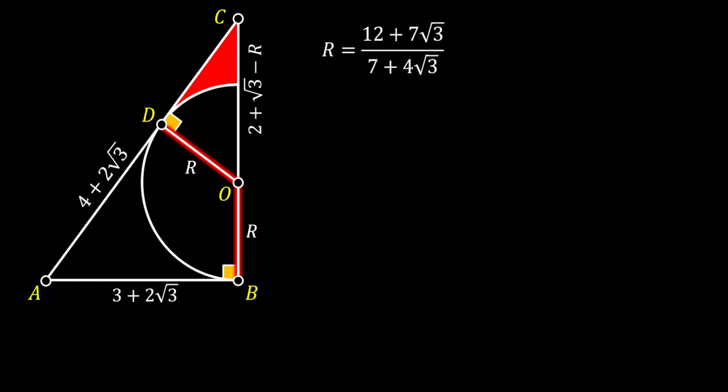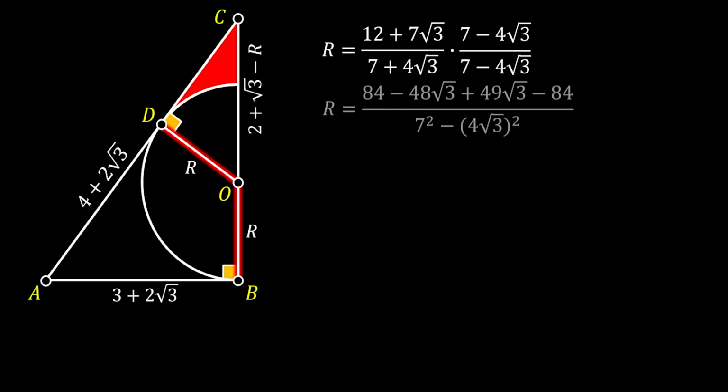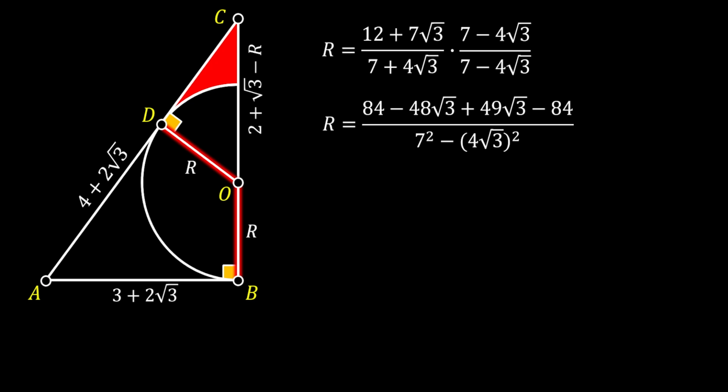Of course, this still looks horrible, so we're just going to rationalize this. Then on the numerator, we're just going to multiply everything, and in the denominator, you can see that we have the difference of squares. So we can simplify 84 first and get square root of 3 over 49 minus 48, which means that the radius of our circle is equal to square root of 3. And I will replace all the values of r with square root of 3.